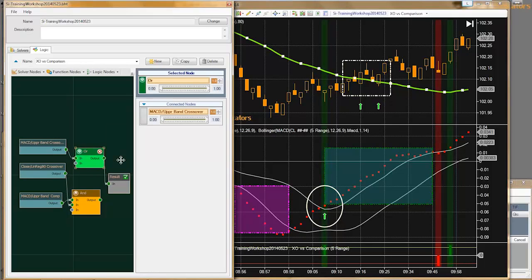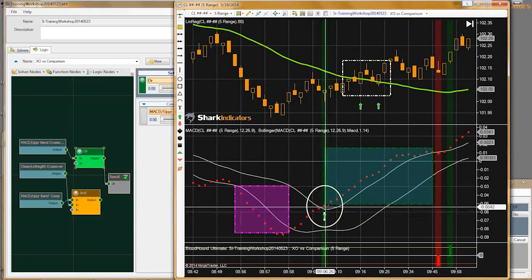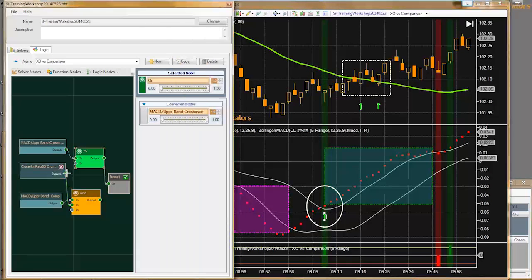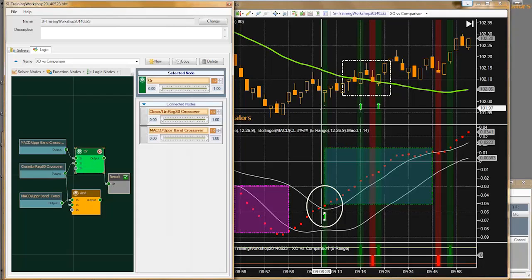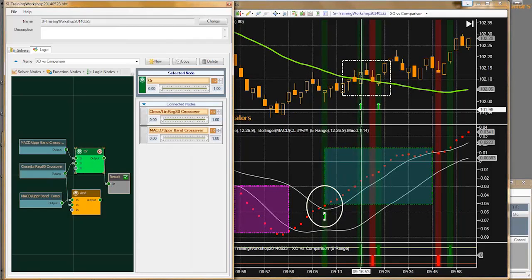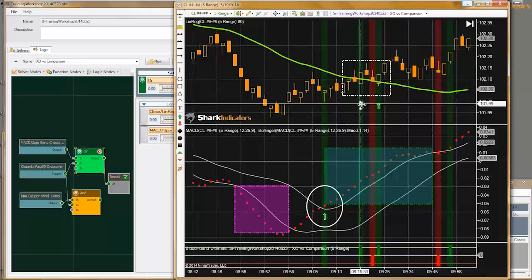Alright, so we have rule 1. We're looking at rule 1 here, right? So the MACD line crossed above the upper band, and we got our trade signal. And then rule 2 is we're waiting for the linear regression, or I'm sorry, we're waiting for price to cross above the linear regression, like so, like it did over here, before we get into the trade.